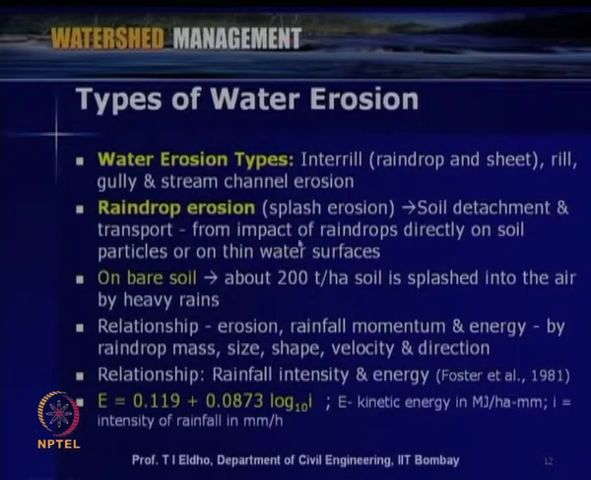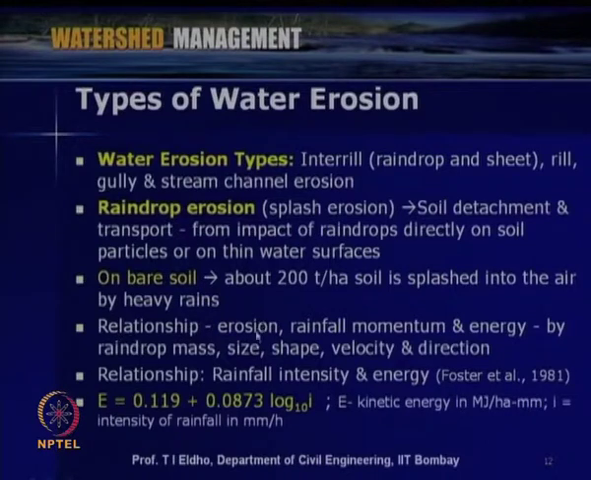But the depth of runoff may be very small. So, if intense rainfall still takes place, again this impact will be there. So, splash erosion means the soil detachment due to the impact of the raindrops. For example, on bare soil, some calculations say about 200 tons per hectare of soil is splashed into the air by heavy rains, especially in the beginning of the rainfall season.